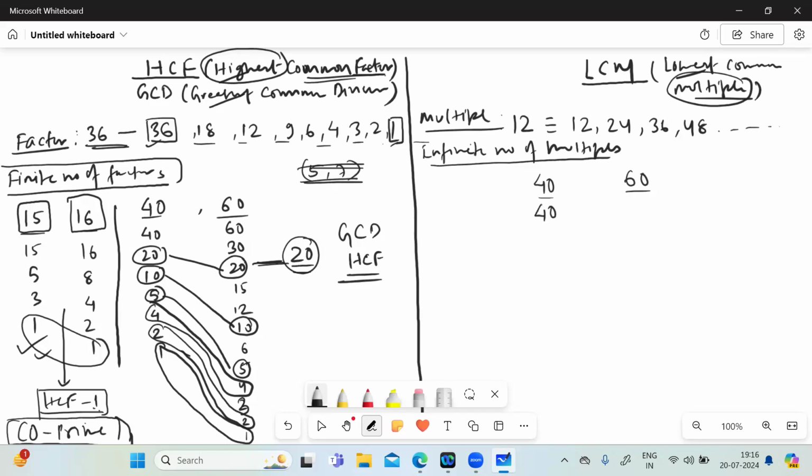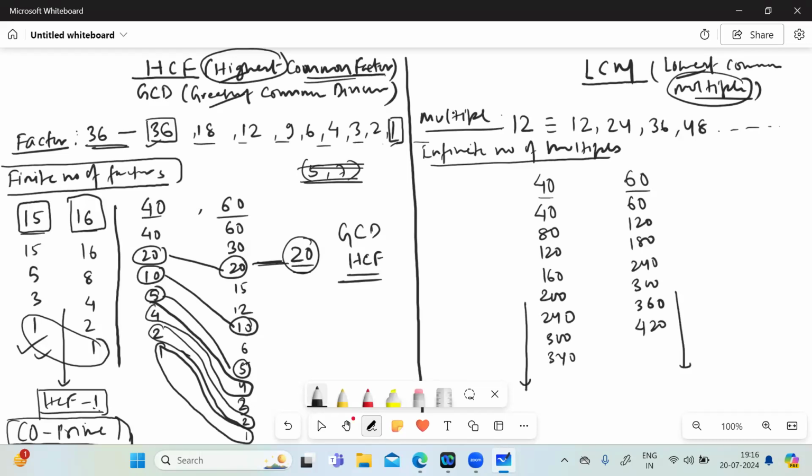So, the first multiple will be 40, then 80, then 120, then 160, 200, 240, 300. Similarly, for 60, it will be 60, 120, 180, 240, 300, 360, like this. Okay. 420, 340. So, you know that multiples are infinite. So, there will be an infinite number of multiples for both 40 and 60. And then start finding the common multiples.